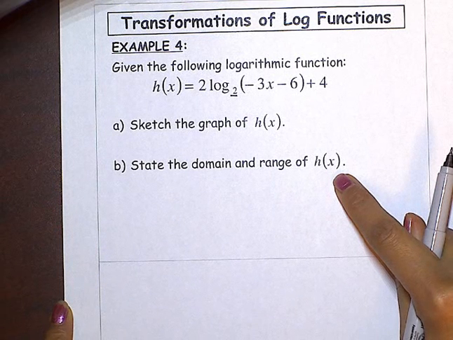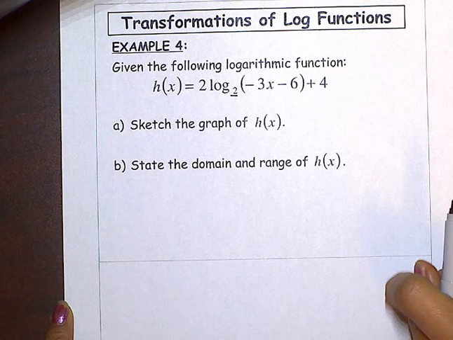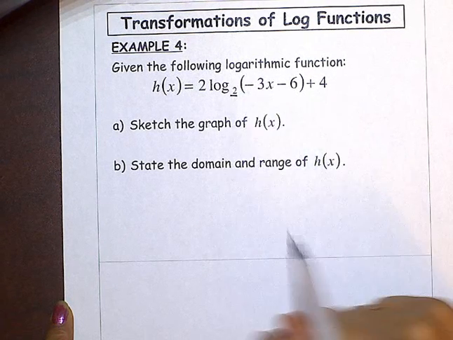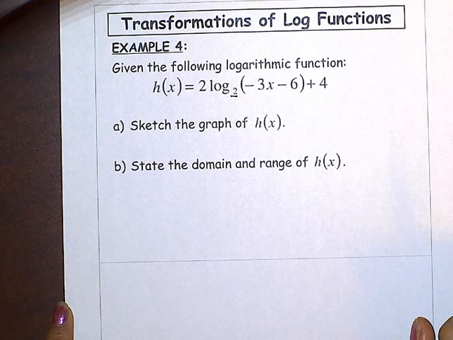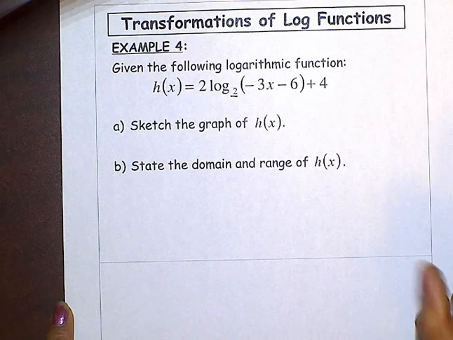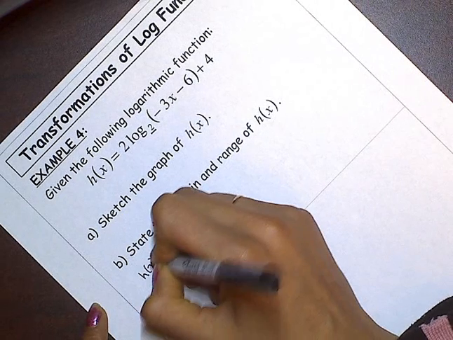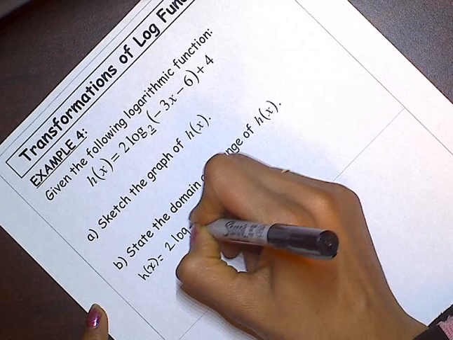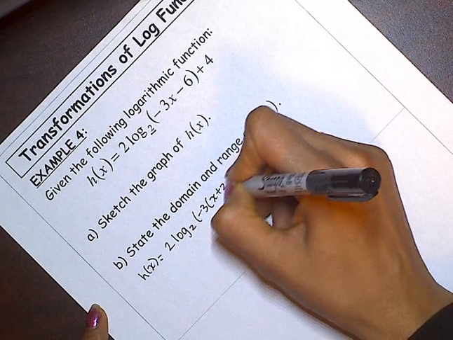Okay, so before we go ahead and start sketching this out, I am going to factor out a negative 3 so I know what my parameters are, and then I'm going to look at my key points as well as my transformed key points along with my vertical asymptote to graph the function. Okay, so let's go ahead and do that. First of all, h of x, going to factor out the negative 3 from there, so I have 2 log base 2 of negative 3 times x plus 2, plus 4.